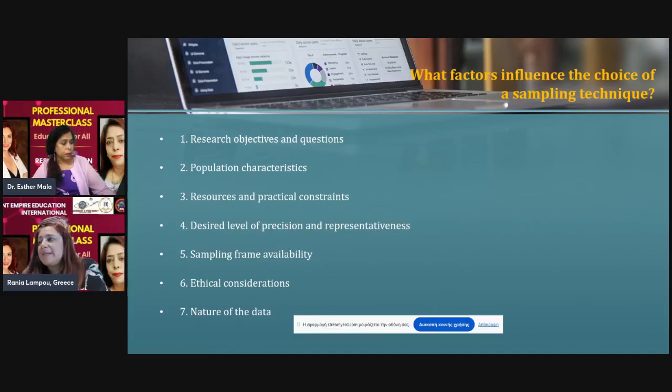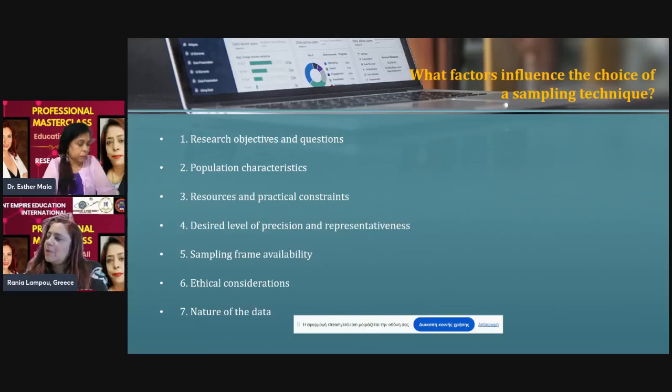Then the population characteristics. Size, diversity, and accessibility of the target population matter. Large homogeneous populations suit random sampling. Small, specialized, or hard-to-reach groups may require purposive or snowball sampling. When there are resource and practical constraints, time, budget, and manpower affect what is feasible. Random sampling can be costly and time-consuming. Convenience or purposive sampling may be chosen for efficiency despite lower generalizability.